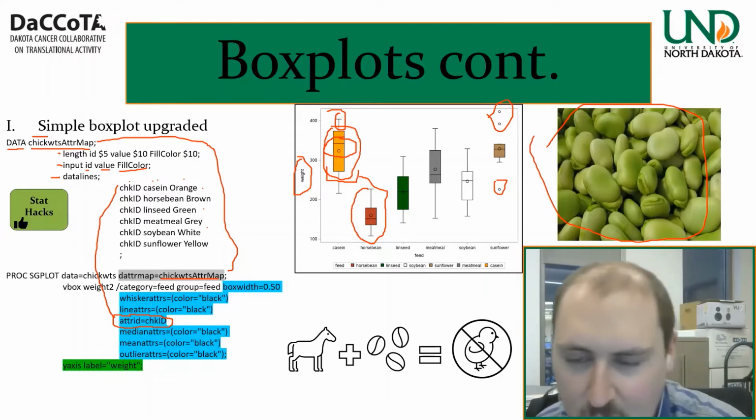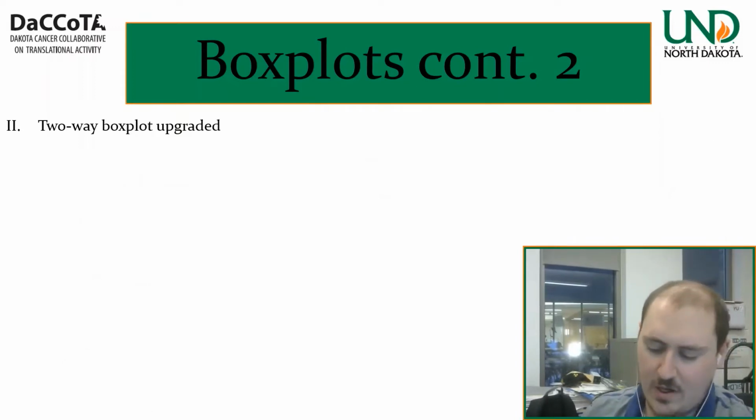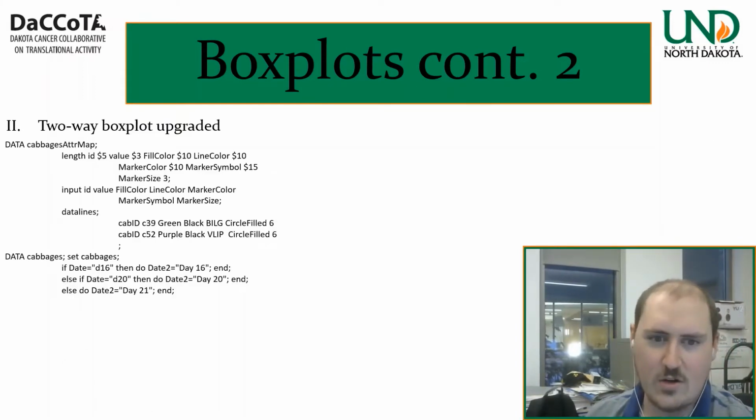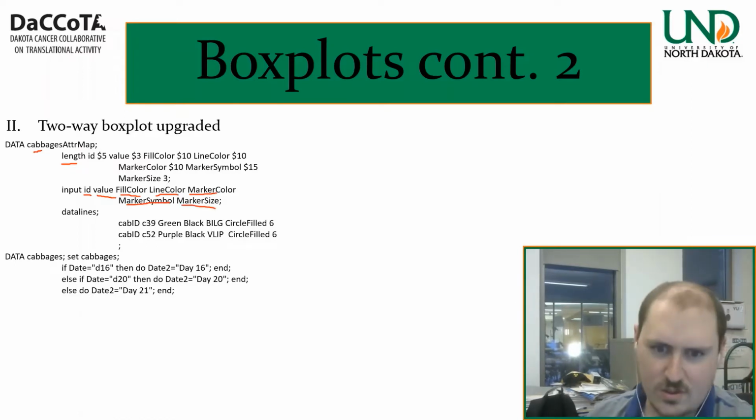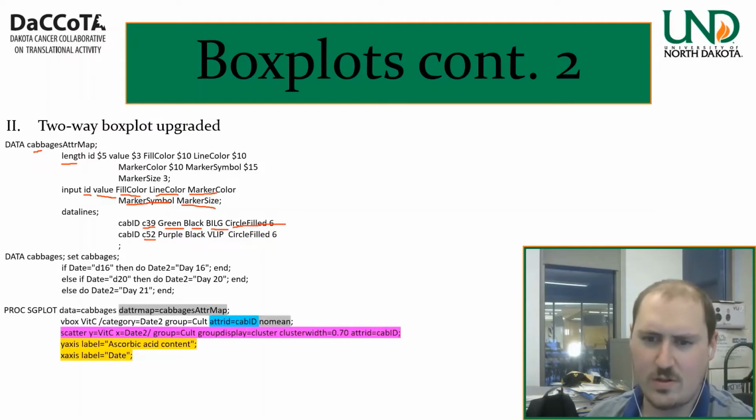So anyways, let's take a look-see at our two-way box plot upgraded. So again, we're going to use our attribute map. Our length, different length. Now we have more things we're going to do. We still have our ID, still have our value. Those are required, but then we have fill color, line color, marker symbol, marker size. You can see you can customize all sorts of things. And so our datalines are a little smaller because our value is going to be those cultivars. And we're going to have a couple of colors and then some more attributes of our circles.